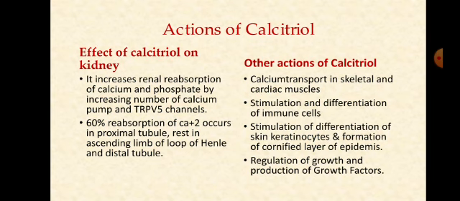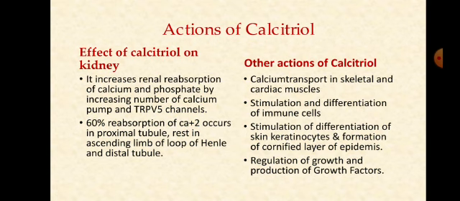Now, what are the actions of calcitriol on kidney and other body tissues? Let us see. The effect of calcitriol on kidney, what does it do? As from the gut, we have seen that vitamin D3 ensures calcium absorption. From the kidney, vitamin D3 ensures reabsorption of calcium and phosphate by increasing the number of calcium pumps and another type of channels called TRPV5. In the gut, we have seen the channel proteins were TRPV6, but in the kidney it is TRPV5. From where does this calcium reabsorption occur in the kidney?